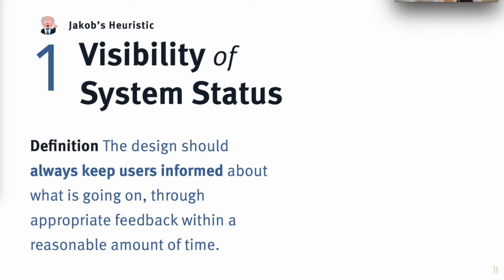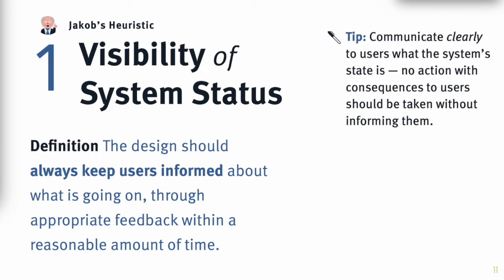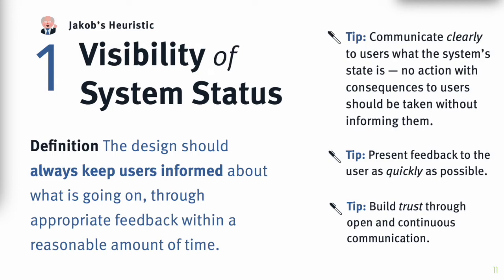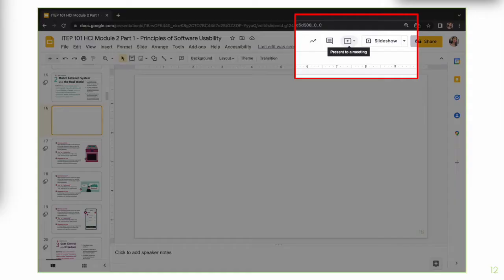Let me discuss with you some tips for you to be able to apply this first heuristic. The first tip, communicate clearly to users what the system state is. No action with consequences to users should be taken without informing them. Second, you have to present feedback to the user as quickly as possible. And third, you have to build trust through open and continuous communication.